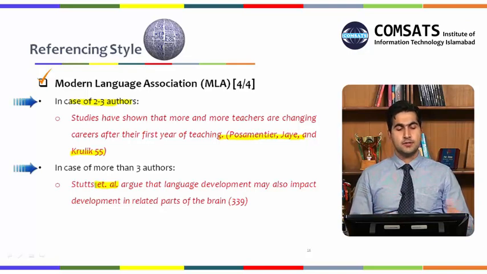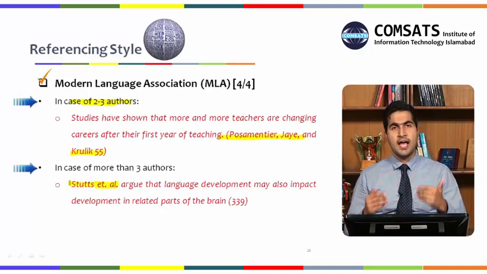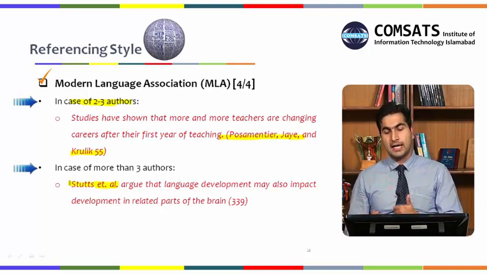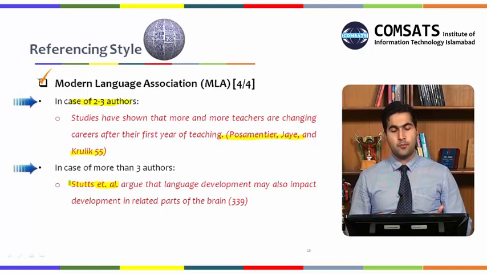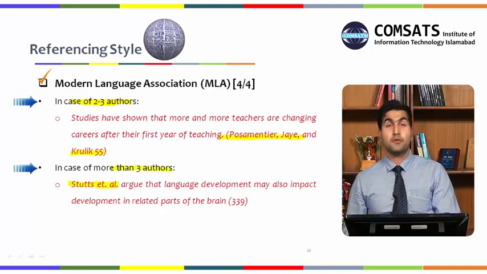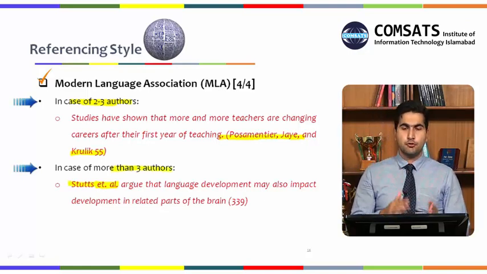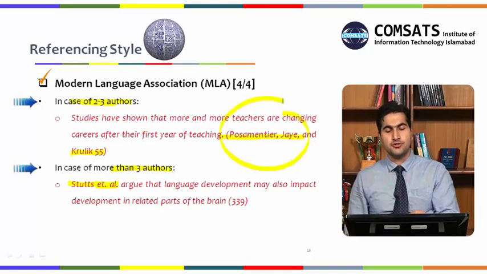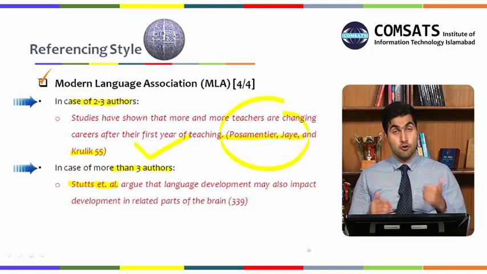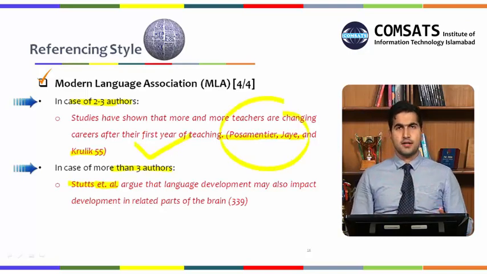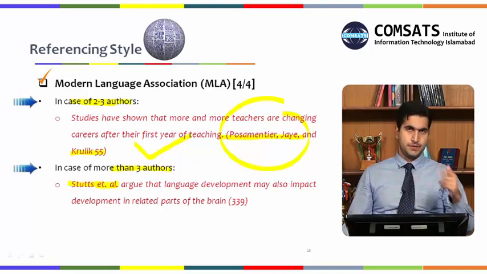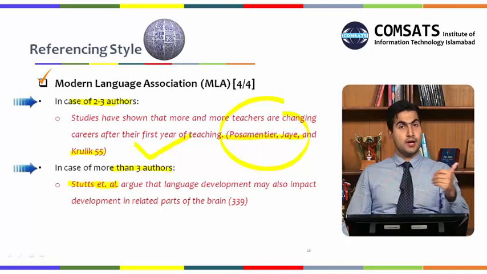So it means Smith and the others argue that language development may also impact development in related parts of the brain. So when do you say and others? When there are more than 3 people. In case of 2 to 3, you are allowed to mention their names, but in case of more than 3, it starts with the name and then and the others. That's how you do it. You can say it as well, et al.